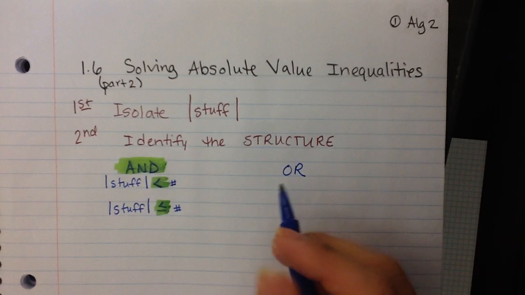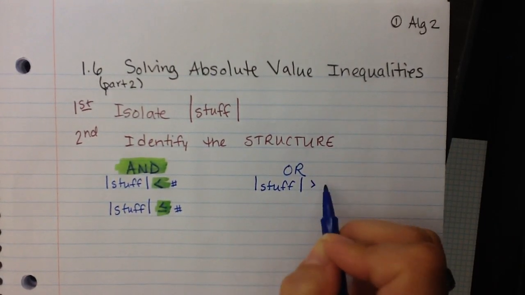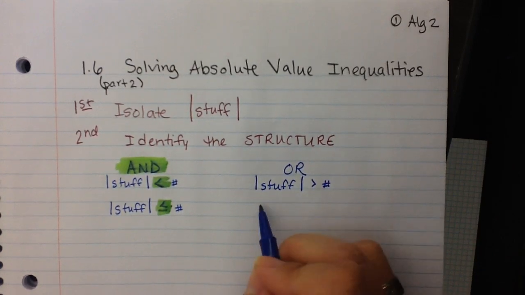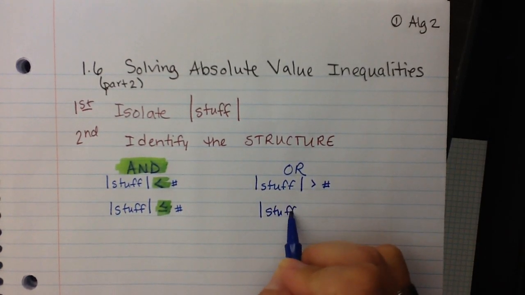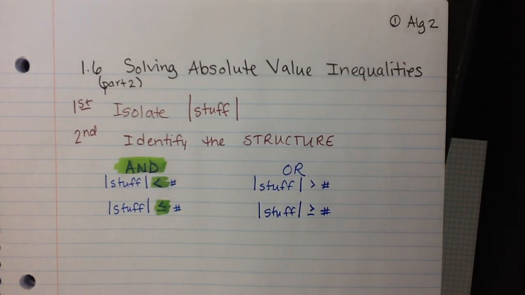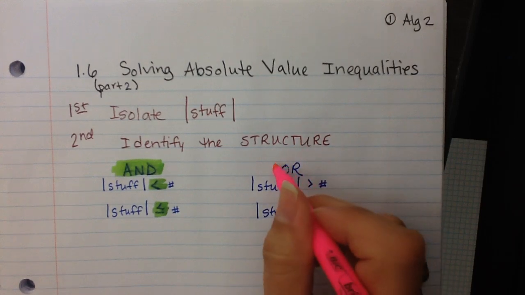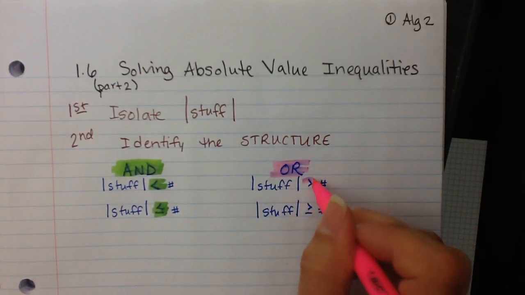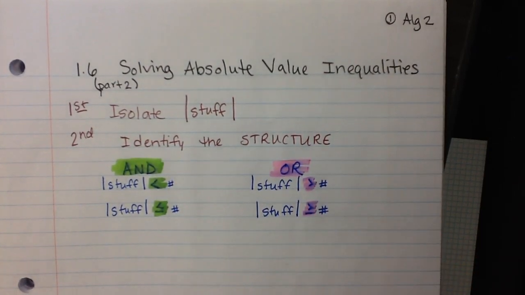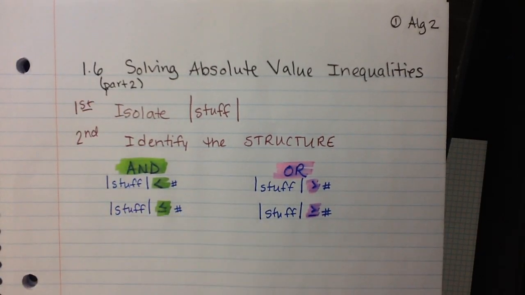The OR structure is going to be when you have the absolute value of your stuff is greater than a number, or the absolute value of your stuff is greater than or equal to a number. So the OR structure will have one of these two symbols. Now, it's important that you isolate that absolute value before you make that decision about which type it is.